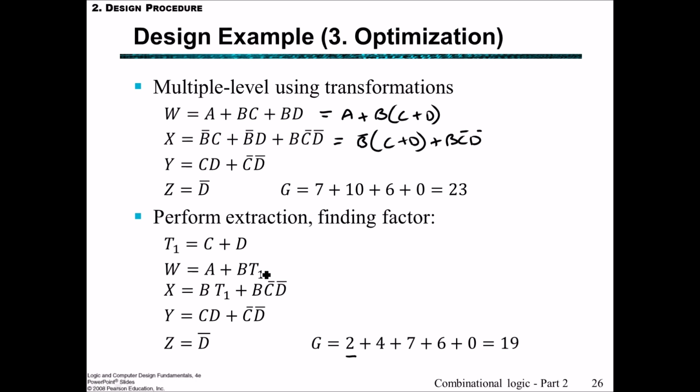So we've added another 2 to the gate count here, but then we've reduced this one down to 1, 2, 3, 4, where it was previously 7, and we've reduced this one down to 1, 2, 3, 4, 5, 6, 7, where it was previously 10, and these two stay the same. So now our total G is equal to 19 rather than 23.